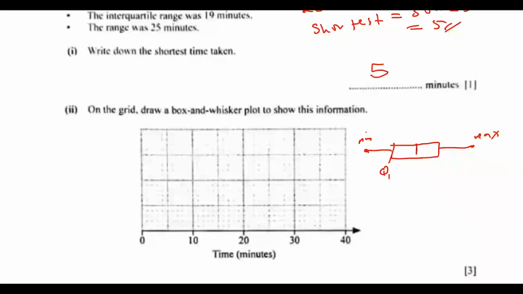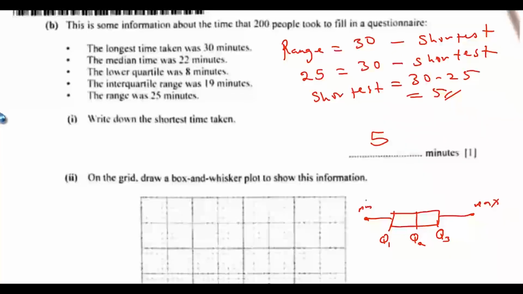So somewhere around there, you have the second quartile, which is also known as the median. So here you have the third quartile, which is also known as the upper quartile. Okay, so these are the info we need to get here. So the minimum, that's the shortest time, that is 5. Okay, so we found that.